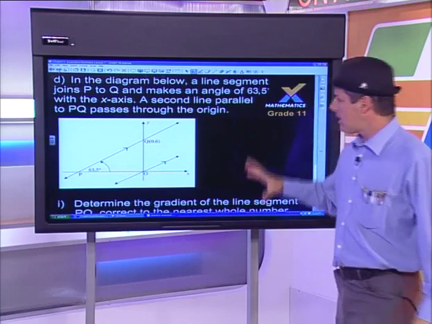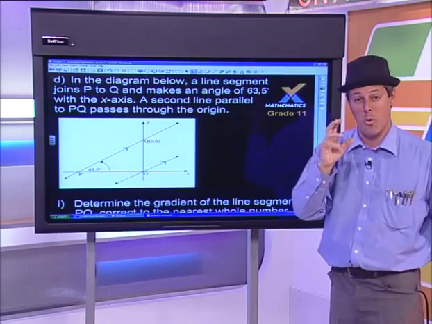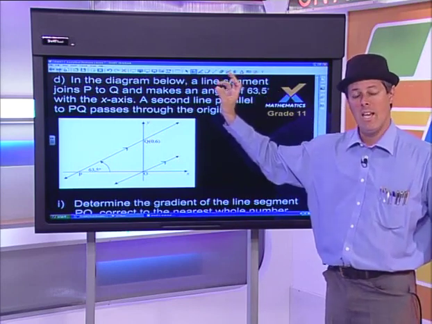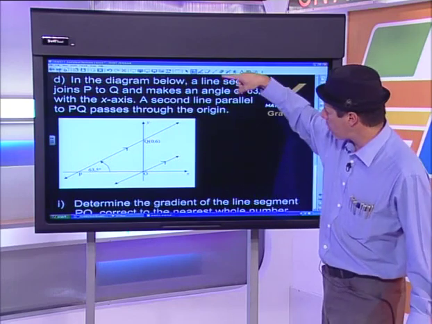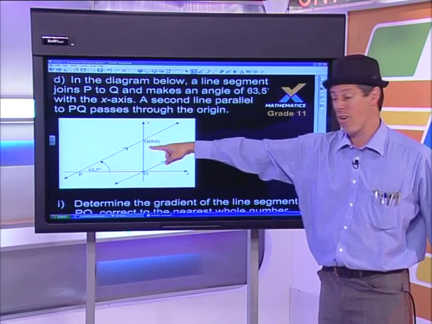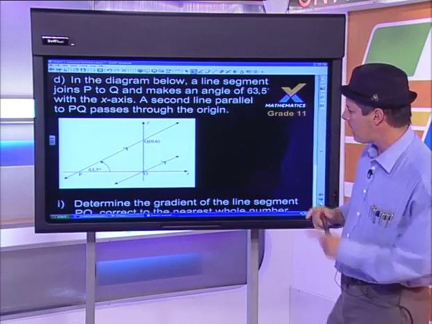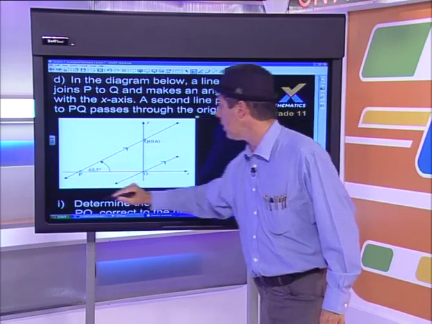So I've got a diagram here. I'm going to read, and the way that you are meant to do an exam question is always take the story and read the story, because sometimes there are important things contained in the story. But always relate whatever you're reading back down to your diagram. So it says to me, in the diagram below, a line segment joins P to Q. Okay? So they're telling me that I'm going from P across to Q.